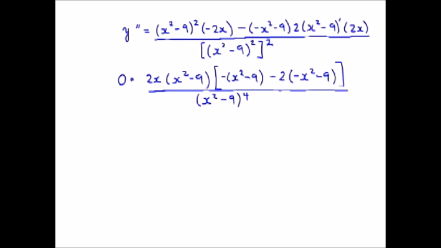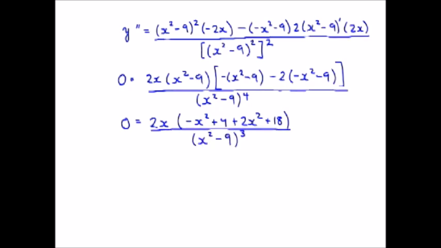So my third step on this screen reads as 0 equals 2x times negative x squared plus 9 plus 2x squared plus 18. And that's all divided by x squared minus 9, where the x squared minus 9 is all raised to the 3. Combining my like terms, I get 0 is equal to 2x times x squared plus 27, all divided by x squared minus 9, all raised to the 3.